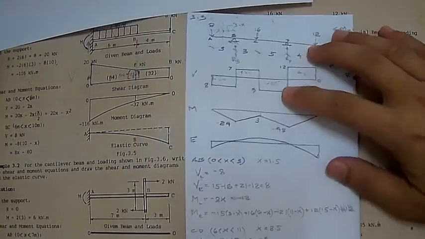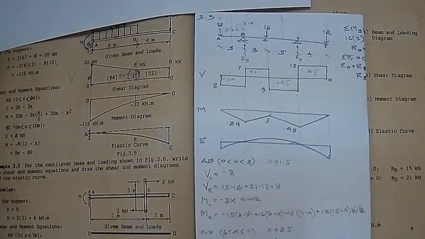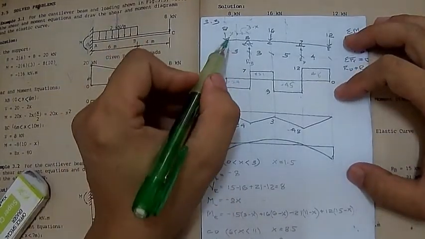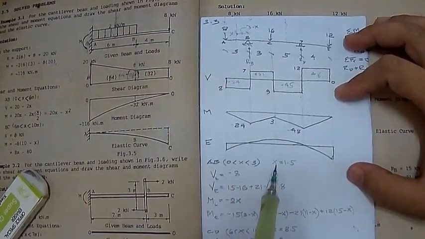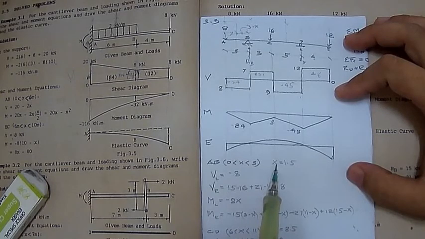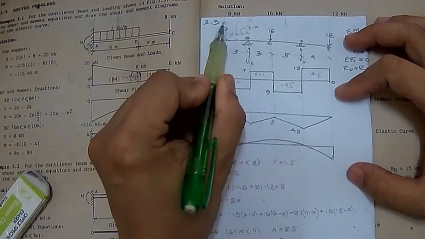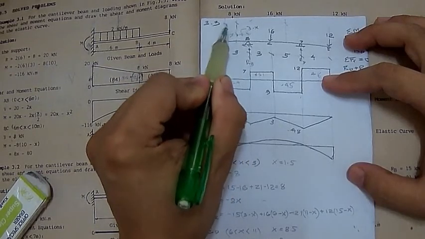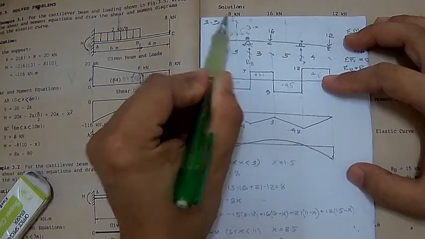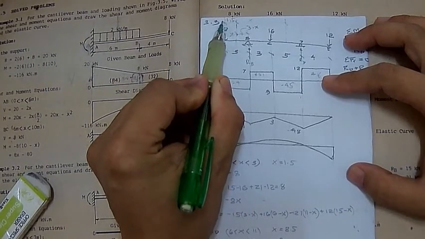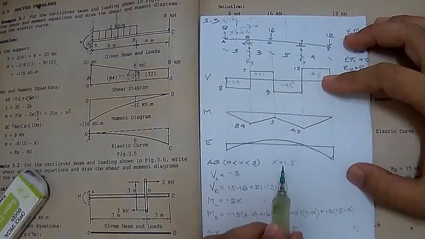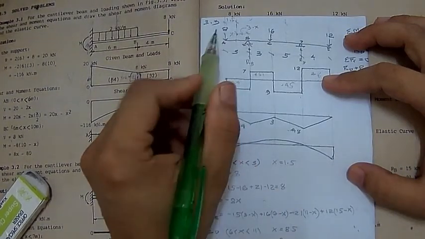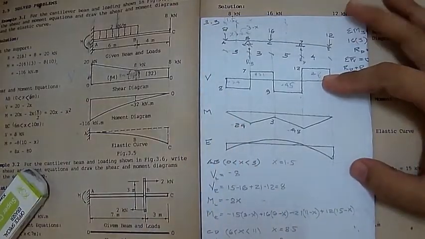Okay, this time, maglagay tayo ng value ng x. So let's say your x is here. Let's take this as 1.5 meters. Okay, yan. 1.5. So x is equal to 1.5 from point A. Okay, so meaning nandun pa rin siya sa loob ng AB.